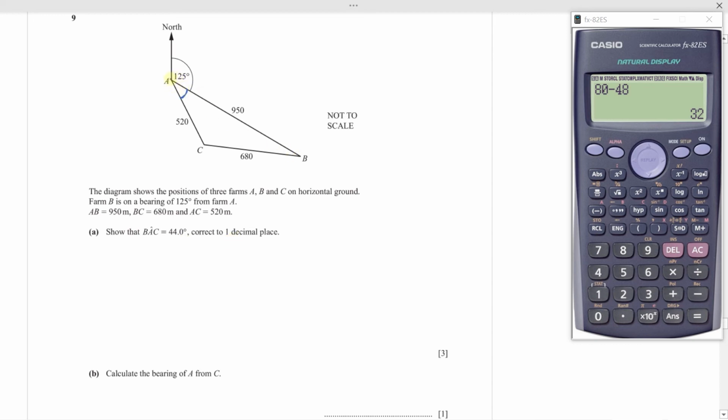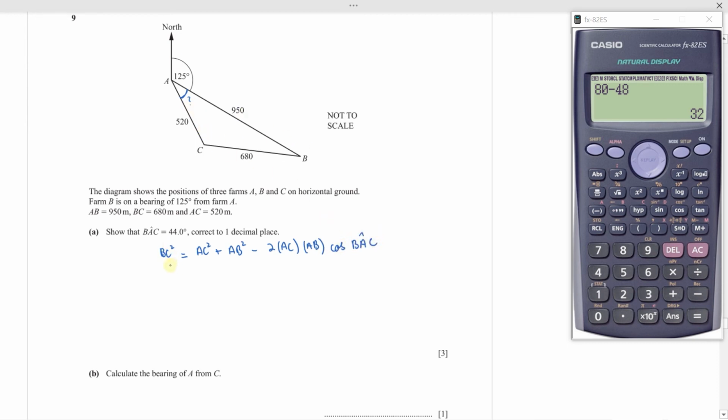So now if I look at this triangle ABC, I know all three sides of this triangle. This is the angle that I need to find. So I can use the cosine rule. The side opposite this angle that we need to find is BC. So BC square will equal AC square plus AB square minus 2 times AC into AB into cos of this angle BAC.